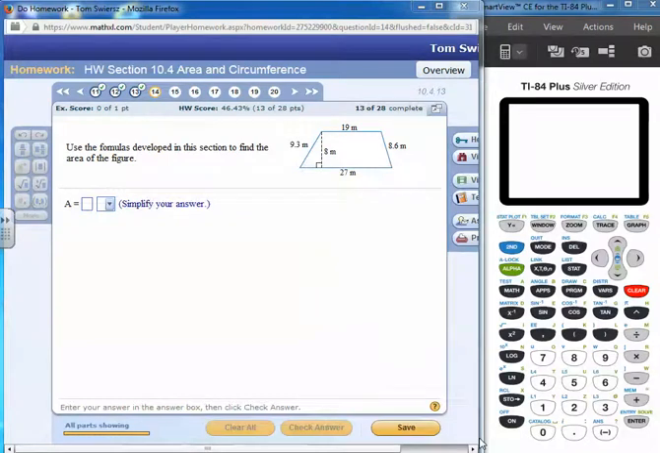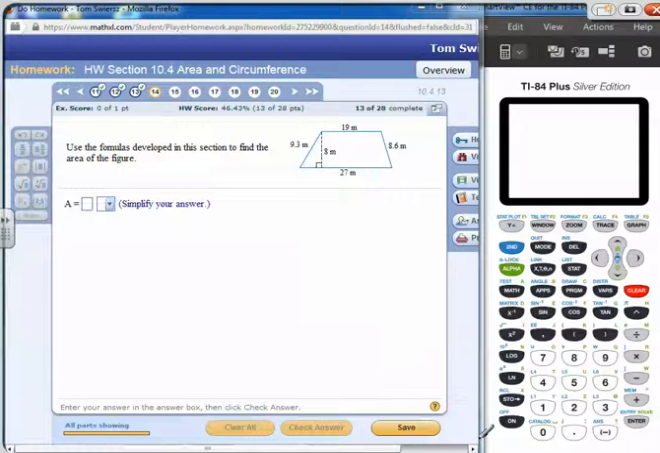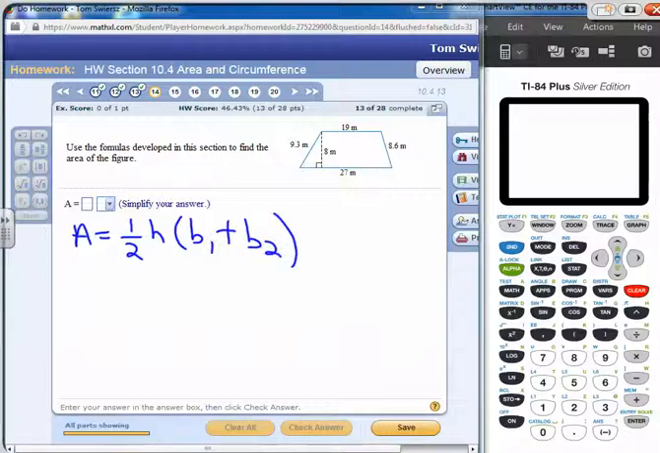Let's solve homework exercise number 14 from section 10.4. We're supposed to find the area of this figure, which has one pair of parallel sides, so it's a trapezoid. The area of a trapezoid is 1/2 the height times B1 plus B2, the two parallel bases.